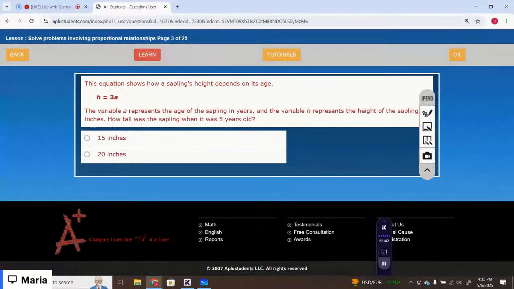This equation shows how a sapling's height depends on its age. h equals 3a. The variable a represents the age of the sapling in years. The variable h represents the height of the sapling in inches. How tall was the sapling when it was 5 years old? h equals 3a. So a is 5. 3 times 5 equals 15. Option number 1 is the correct option.